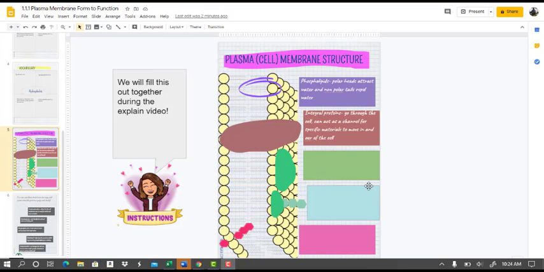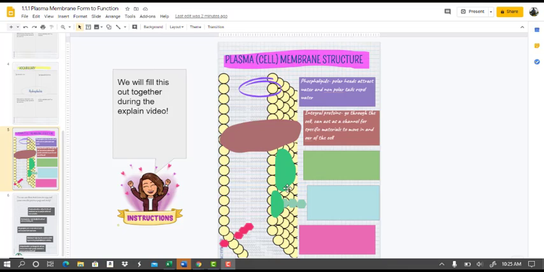Okay, so the next two are oftentimes related. We have another protein. It does not move all the way through the plasma membrane, so it is a peripheral protein. It's on the periphery, or the outside, of the membrane. And then down below it, we have another peripheral protein, but it's attached to a carbohydrate. So that would be a glycoprotein. Peripheral proteins can aid in cell-to-cell communication.